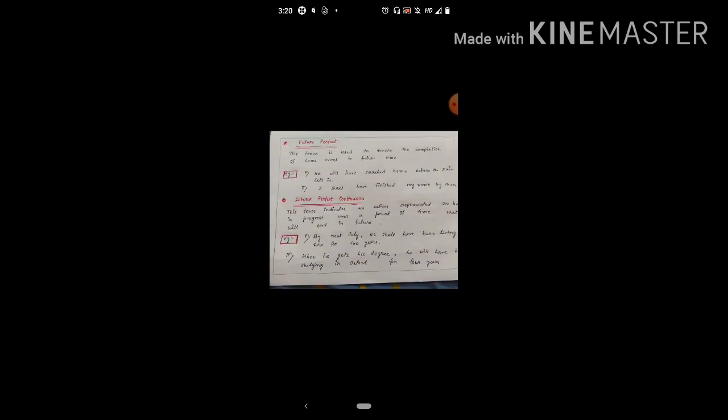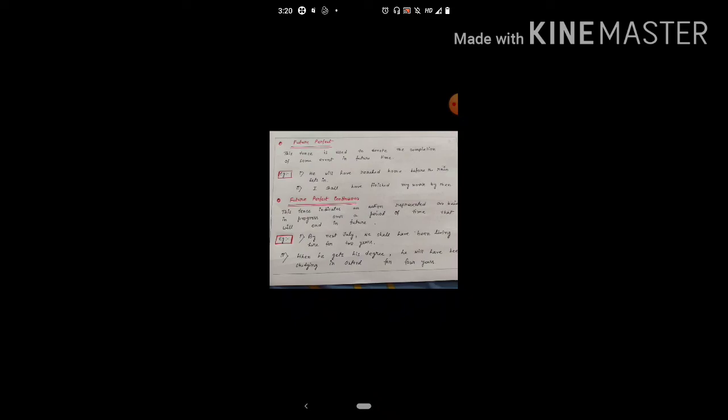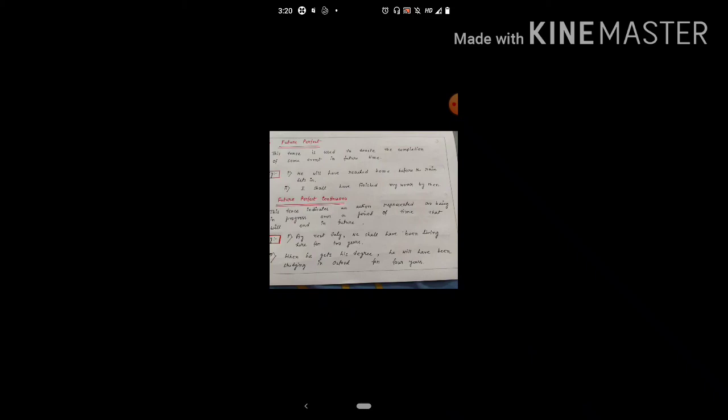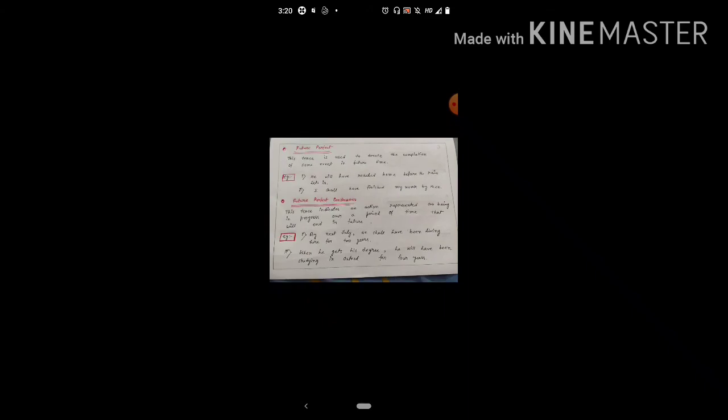Another example is, when he gets his degree, he will have been studying in Oxford for 4 years. That means after getting his degree, he started to study in Oxford and it will be going for 4 years. So this is also an example of future perfect continuous tense. So this is our today's topic.